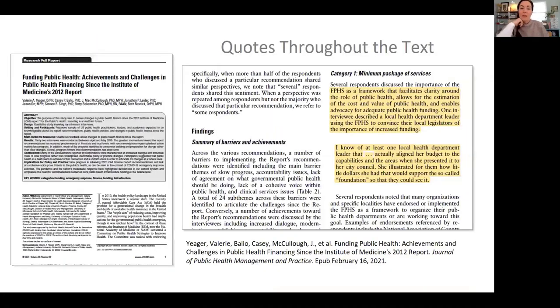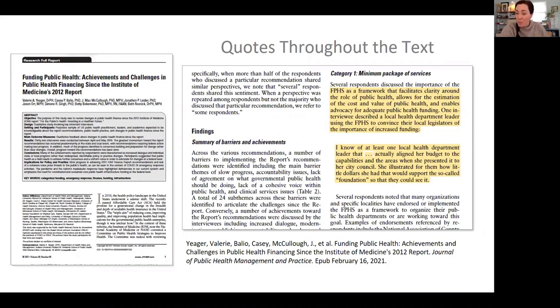Next slide, please. The next example is using quotes throughout the text, and I provide another Journal of Public Health Management and Practice article where I embed quotes in my text. Now, I also have a table that goes with this one, and it does explain different quotes and some different themes, but throughout my text, I give examples using quotes. In this particular study, I highlight those things that I think are important for us to talk about. So the first category that I'm describing is an a priori category. I already knew that I was talking to folks about this topic of a minimum package of services.